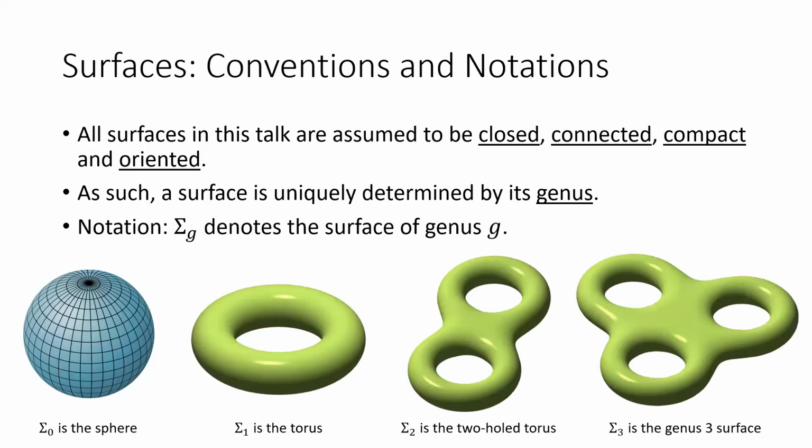So first, we have surfaces. I have some conventions and notations that I'll be using in this talk. All surfaces in this talk are assumed to be closed, connected, compact, and oriented. As such, a surface is uniquely determined by its genus, and the notation sigma g denotes the surface of genus g. So sigma 0 is the sphere, sigma 1 is the torus, sigma 2 is a two-hole torus, and sigma 3 is the genus 3 surface.